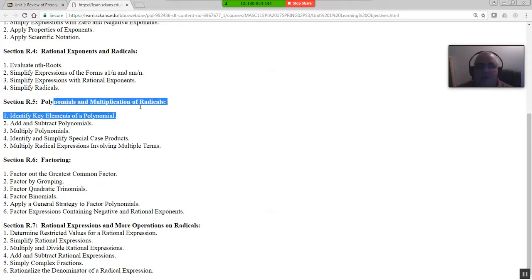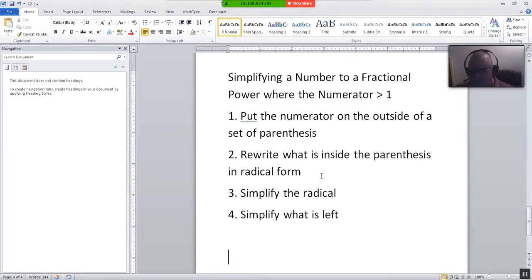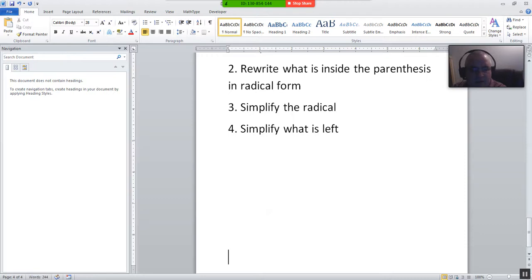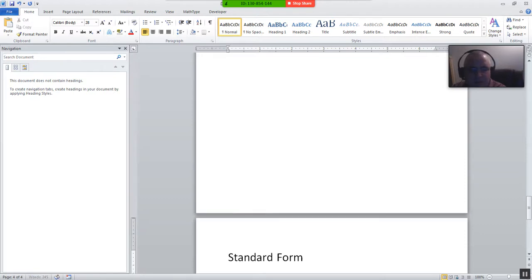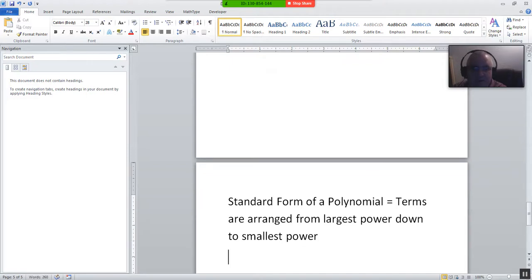Okay, so let's come down to polynomials and multiplication of radicals. Identify key elements of a polynomial. We talked about that. Your terms, coefficients. One thing we didn't talk about is standard form. So let's talk about that. Standard form of a polynomial is when the terms are arranged from largest power down to the smallest power. And even if it doesn't say to, you always put your polynomials in that form.